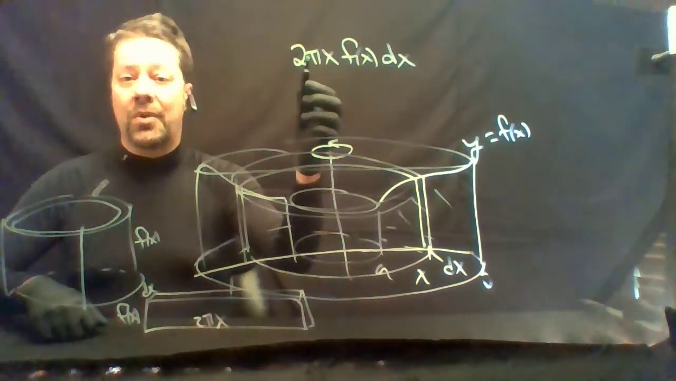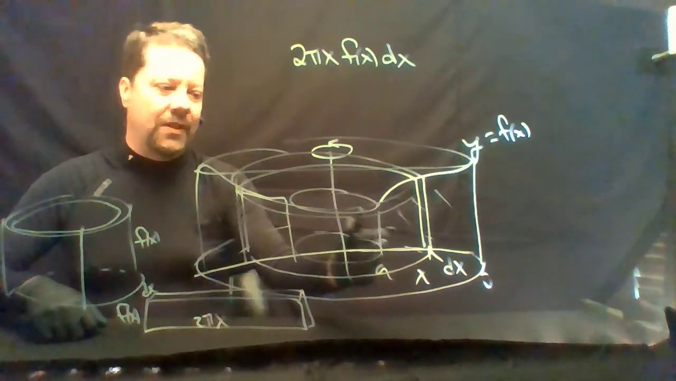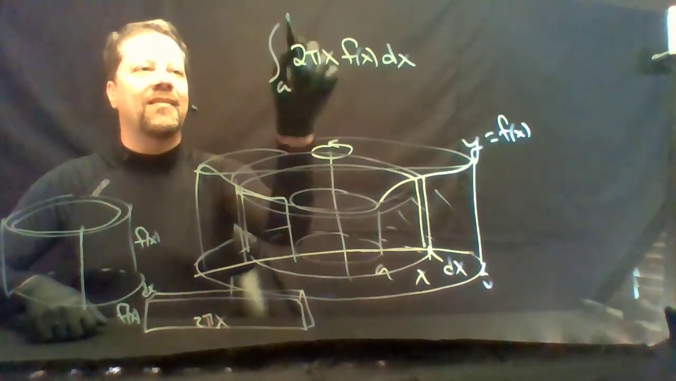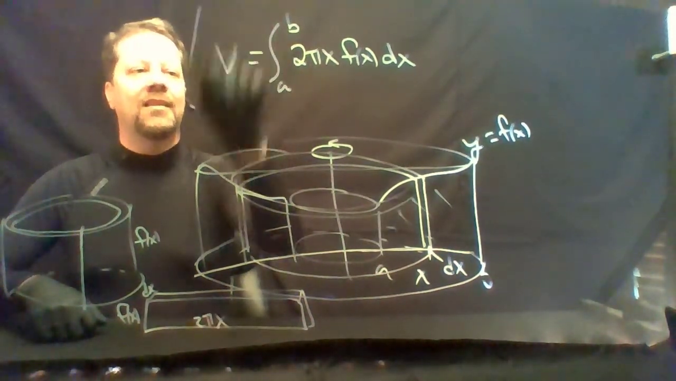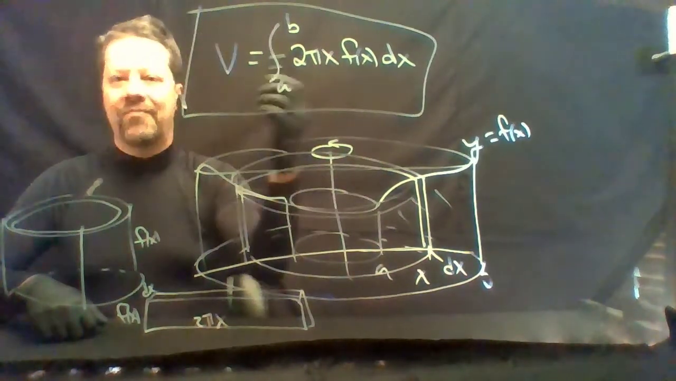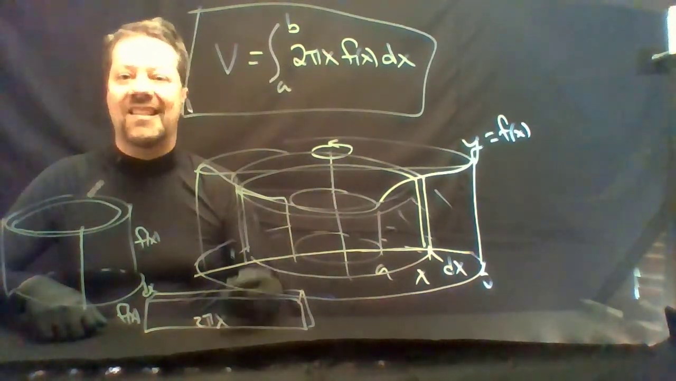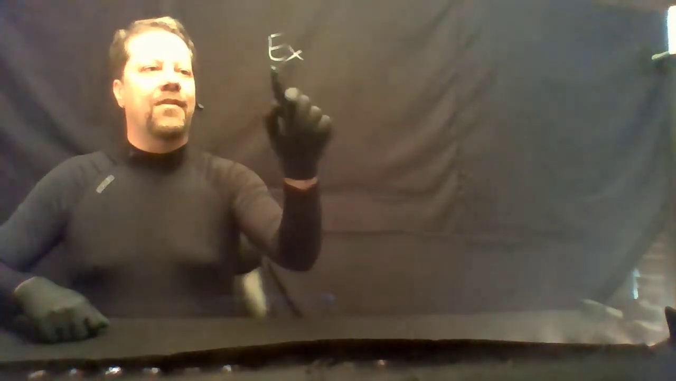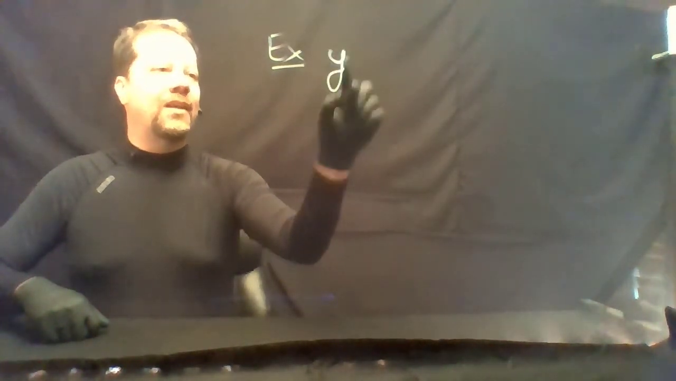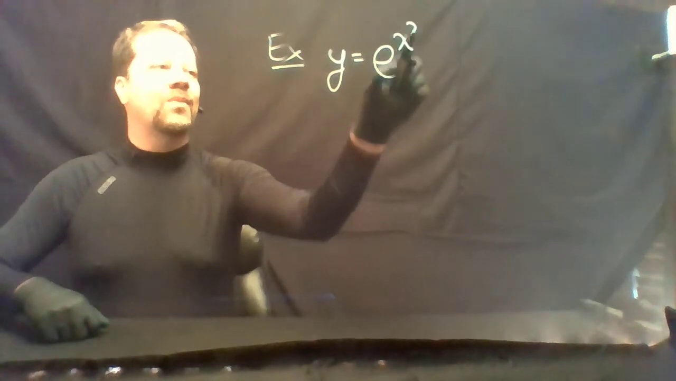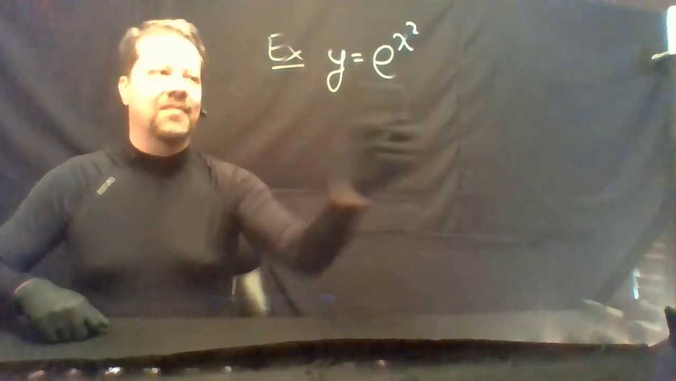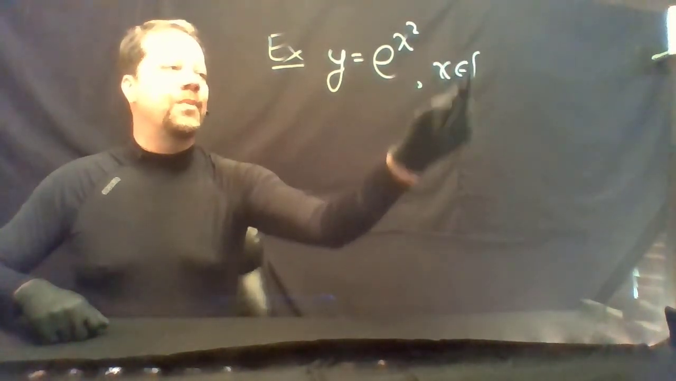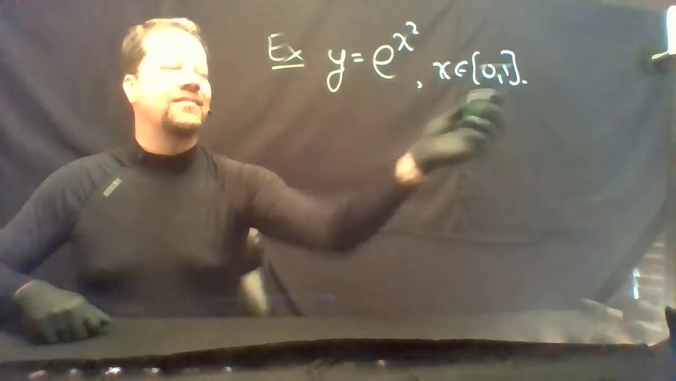To find the total volume, we add these up as we go from A to B. And this gives us the method for finding volumes by cylindrical shells. Let's revolve y equals e to the x squared about the y-axis, x values between, say, 0 and 1.